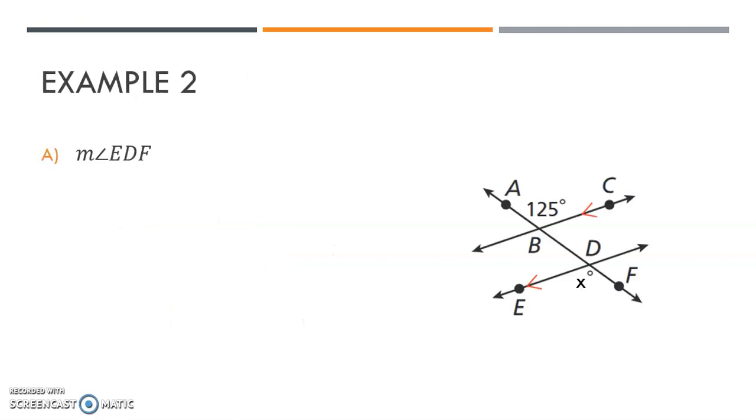In example 2a, you're asked to find the measure of angle EDF. So that's where this X is right here. So go through the steps. Figure out what kind of angle it is and how it compares to this one. Then decide what's supposed to be true about them. Pick a theorem to use. And finally, see if you can figure out what x equals. Then press play and check what you thought about.